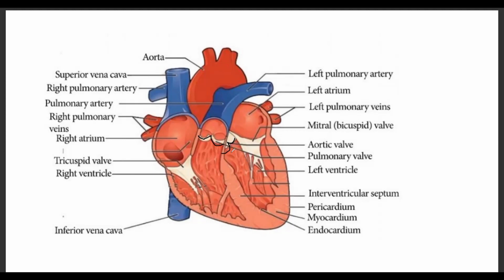Then the pulmonary artery, right, with oxygen poor blood, leaves the heart from the upper part of the right ventricle, right? Then 2 pulmonary veins from each lung.